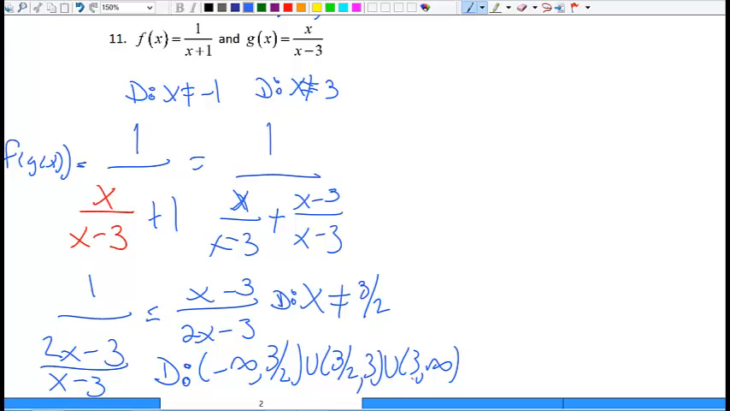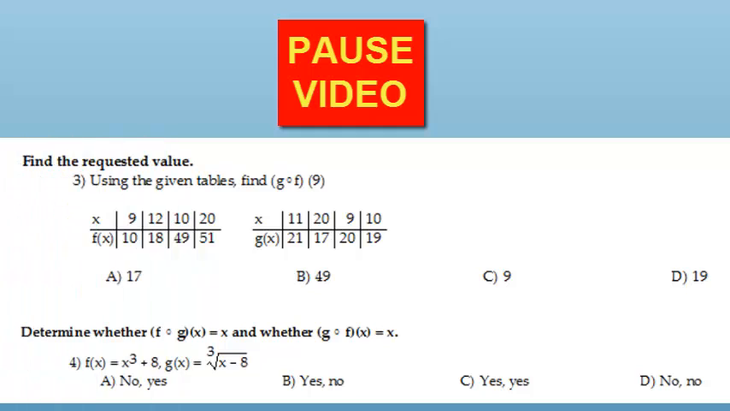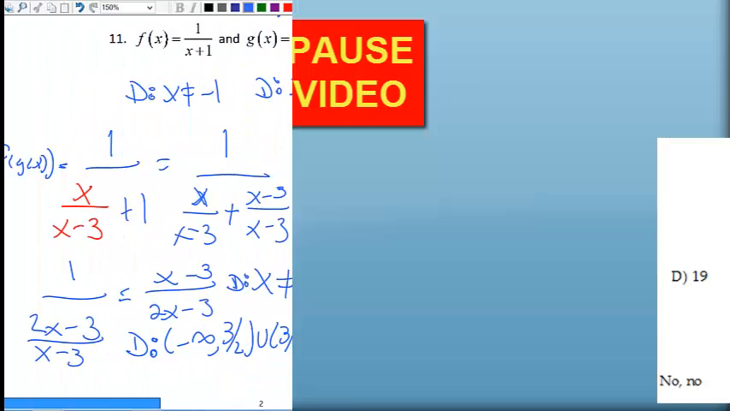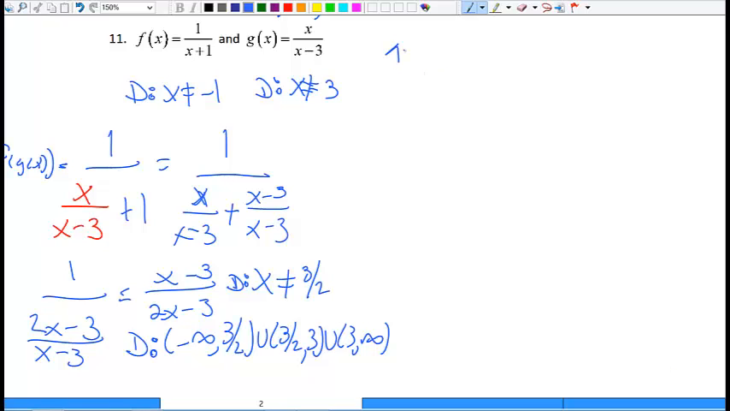Okay, so let's go the other direction. Let's do g of f of x. All right, so g of f of x. Anywhere there's an x, I'm going to write 1 over x plus 1. So 1 over x plus 1 over, then I want x minus 3. So 1 over x plus 1 minus 3.